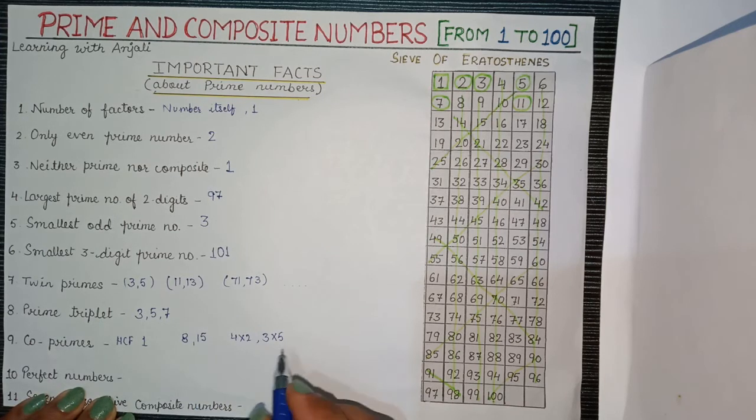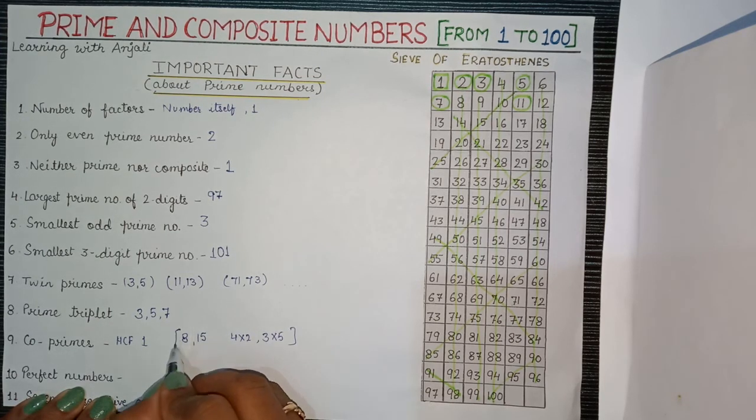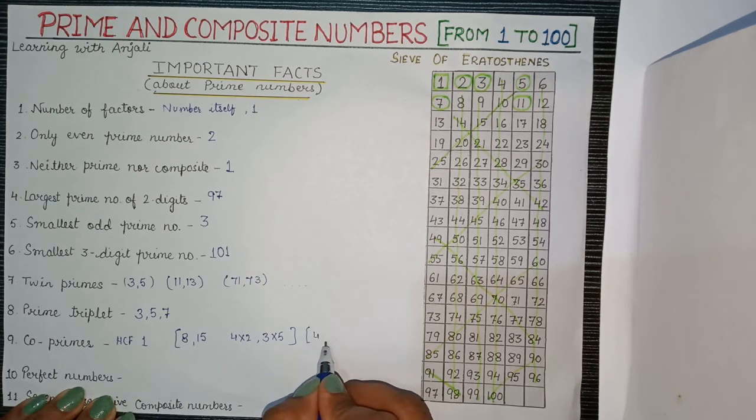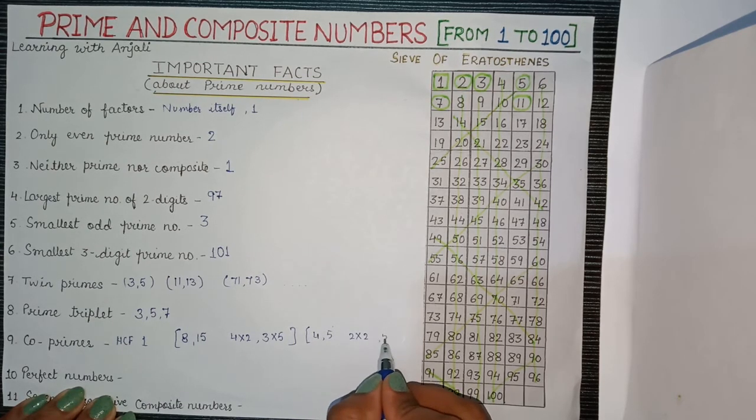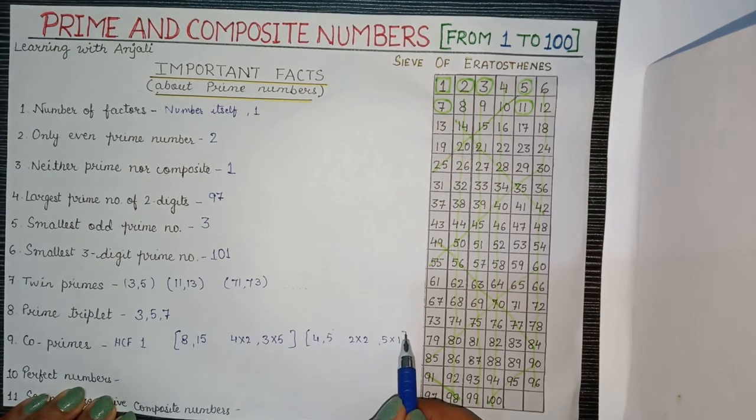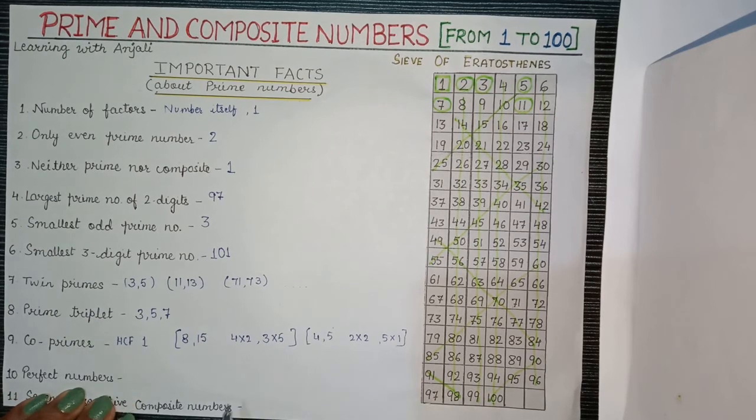Let us take a second example. 4 and 5. 4 is 2 into 2, while 5 is 5 into 1. So there is no common factor. These are called co-primes. Now next is perfect numbers. If the sum of all factors of a number is 2 times the number, then the number is called a perfect number.